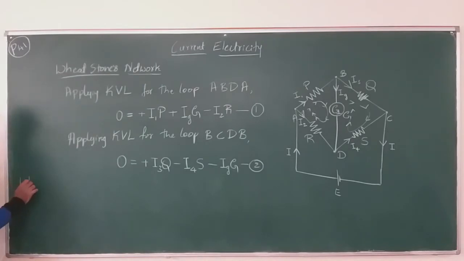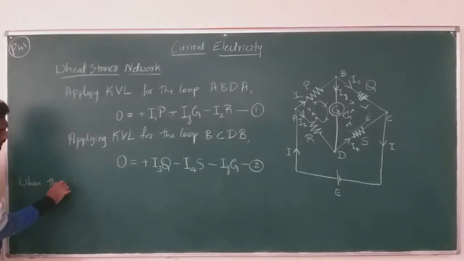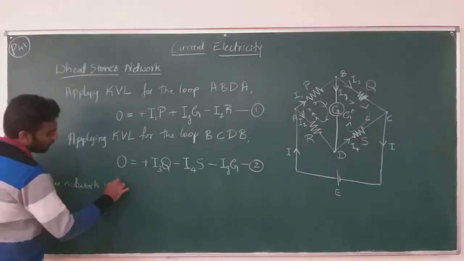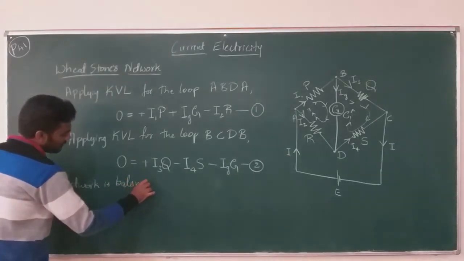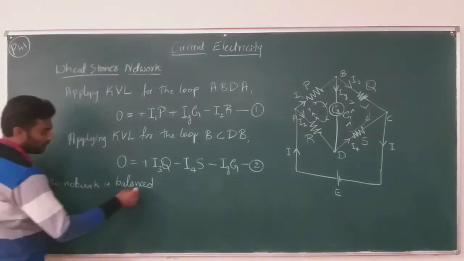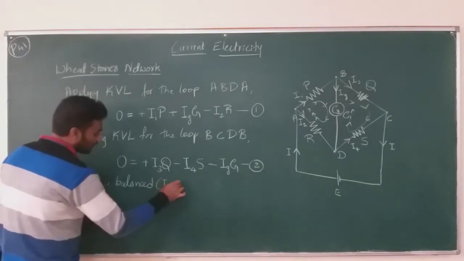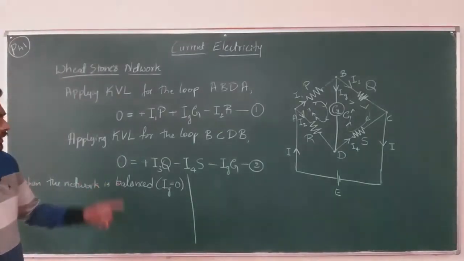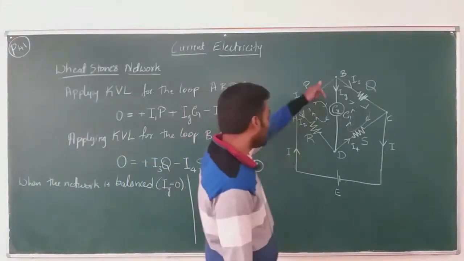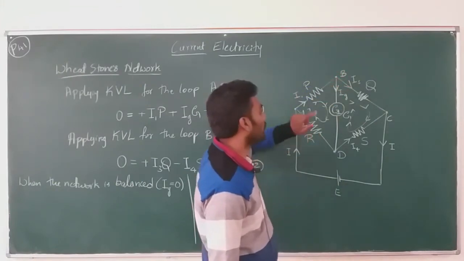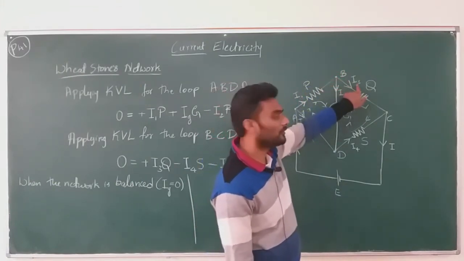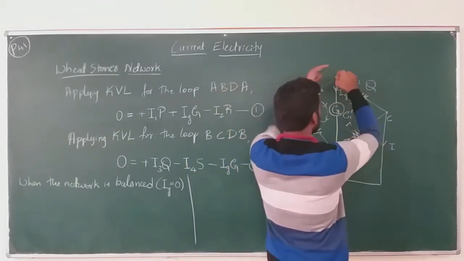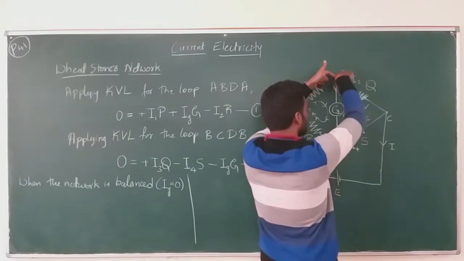Okay, good. And now when the network is balanced, what happens when the network is balanced? When the network, Wheatstone's network, is balanced, what do you mean by a balanced network? Current through the galvanometer is 0, Ig is equal to 0, right? So now you observe here, when Ig becomes equal to 0, what is the relation between I1 and I3? Look here, I1 is the current which was coming here, and this I1 split into Ig and I3, right?